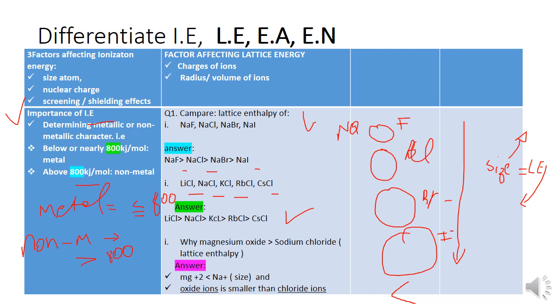Another question: why is magnesium oxide's lattice energy greater than sodium chloride's? For instance, you have magnesium oxide. By comparison, its lattice energy is greater than sodium chloride. Why? Because the size of magnesium is smaller than the size of sodium. And also, oxide ions are greater in charge than chloride ions. Those are the supporting evidence to explain this question.